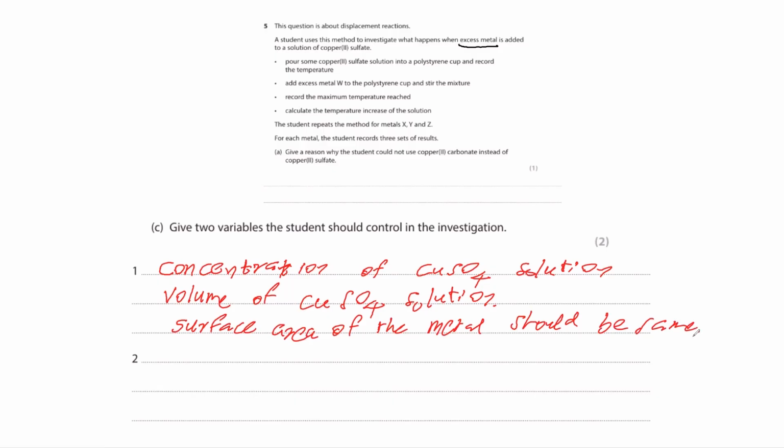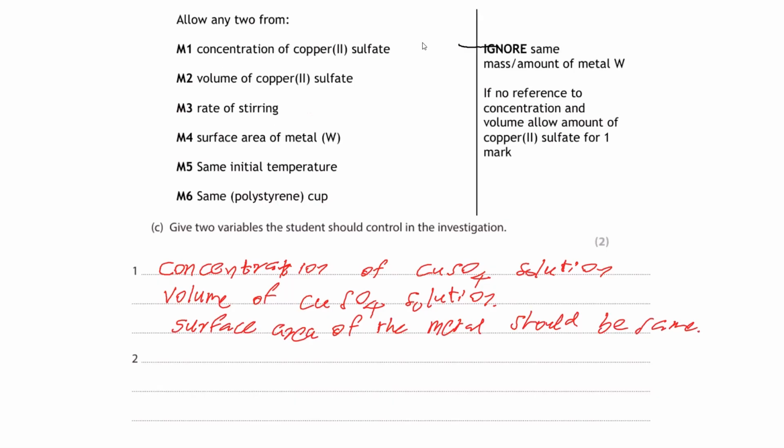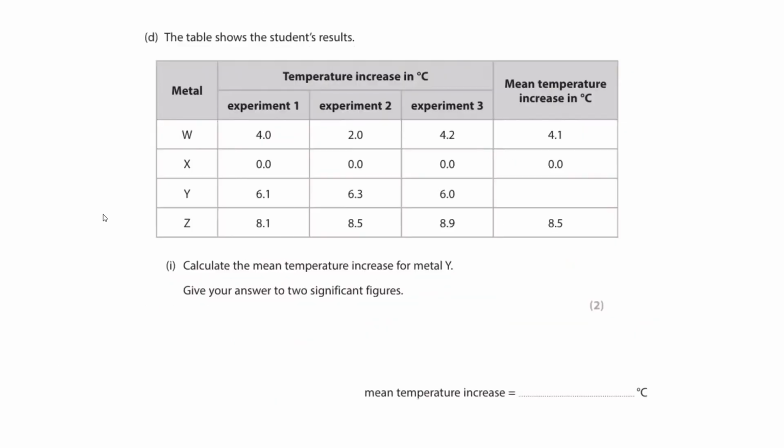So we have to have the same surface area of the metal. Okay, now let's see. Concentration of copper sulfate, volume of copper sulfate, rate of stirring, surface area of the metal, same initial temperatures, same polystyrene cup. We can take any of these points as an answer, so they are only expecting any 2 from these 6 points. Okay, now let's go for the next one.